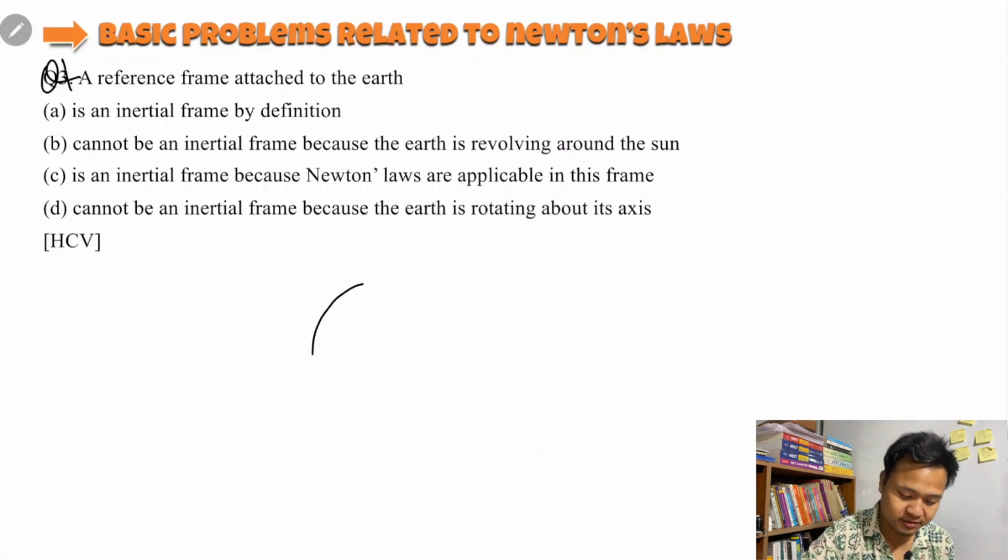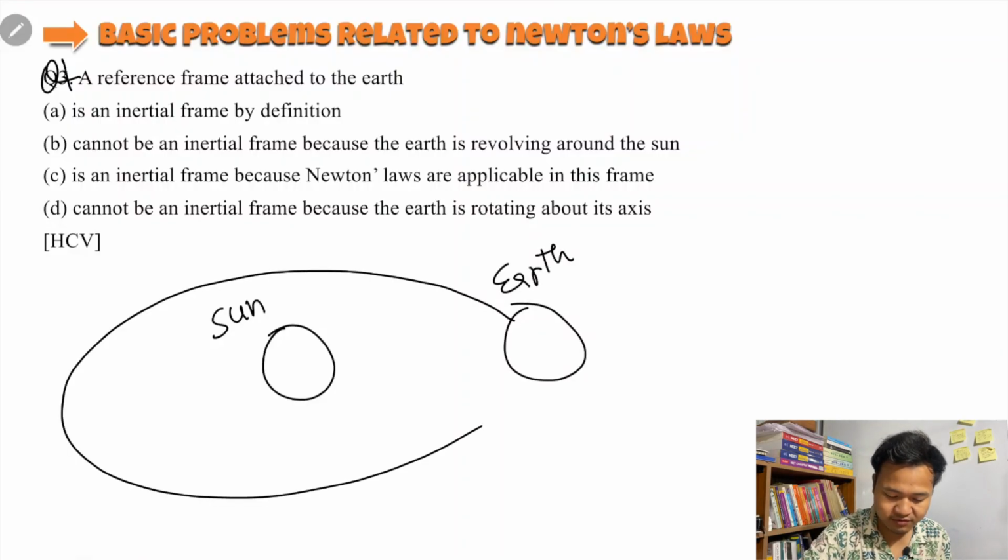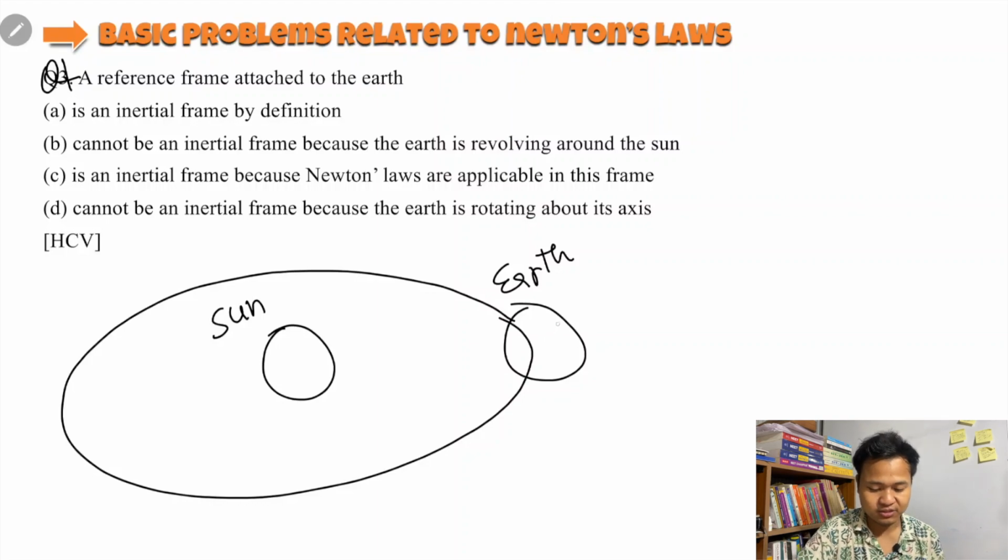The earth is revolving around the sun. I'll draw like this. So this is the sun, and let's say this is the earth. We all know that the earth is revolving around the sun. So when it is revolving, what type of force do you experience? The path is circular or elliptical, but you can apply the circular motion concept here. In later videos we're going to learn something called centrifugal force. So here the earth experiences some force called centrifugal force. This force acts on everything on the earth.